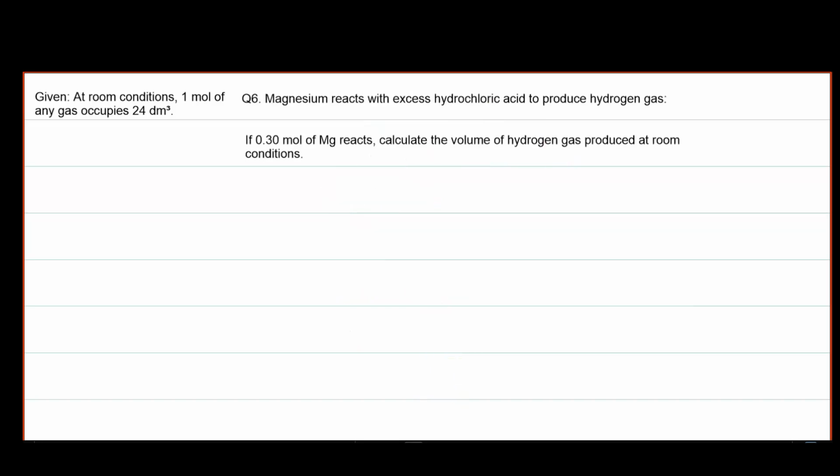Question 6. Magnesium reacts with excess hydrochloric acid to produce hydrogen gas. First, we must produce a balanced chemical equation. Magnesium plus HCl produces the salt magnesium chloride plus hydrogen gas. Once we have balanced the equation, we'll be able to solve this question. 0.30 mole of magnesium was used. The question tells us that hydrochloric acid is the excess reagent, meaning magnesium is the limiting reagent.